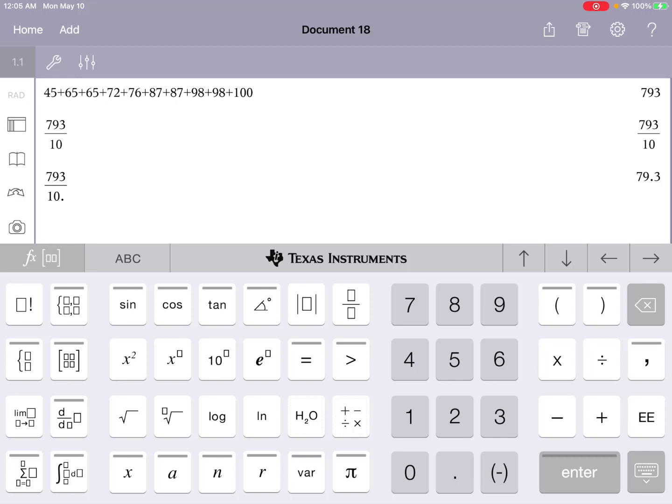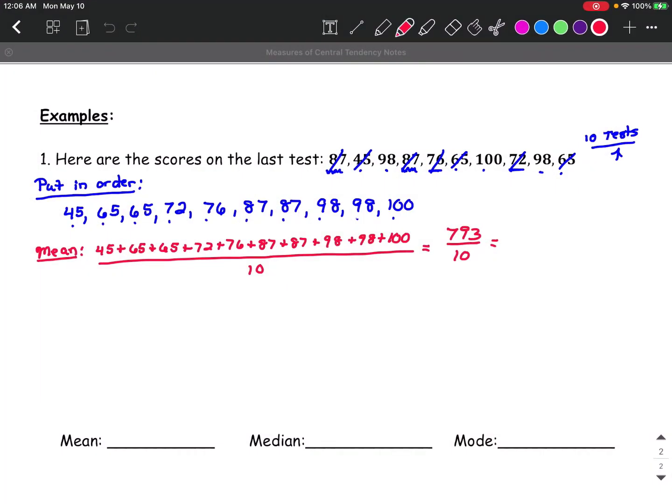So if you're doing division, 793 divided by 10, and you put the decimal, the period, it's going to give you the answer as a decimal. So 79.3. That is our mean. So I'm going to write that, 79.3. Awesome. All right. Now let's find the median.